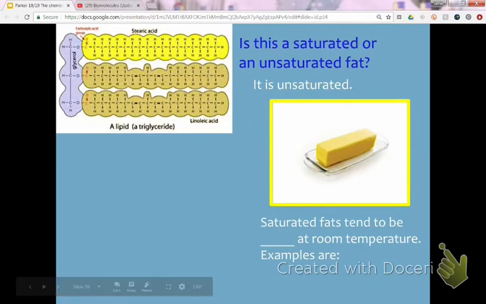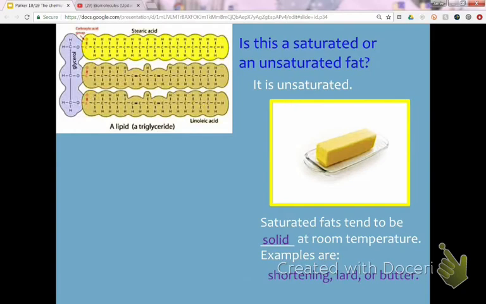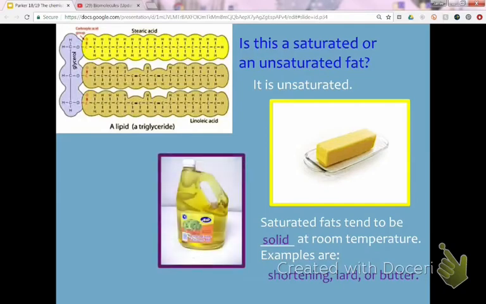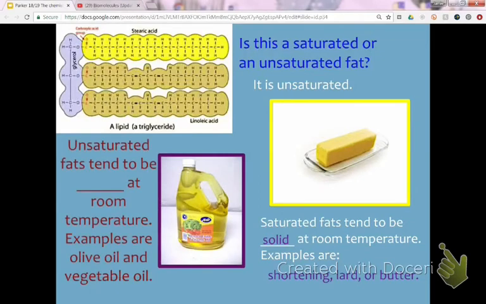Examples of saturated fats: they tend to be solid at room temperature, like butter and shortening and lard. Saturated fats tend to be solid at room temperature. Do you ever make an amazing pot roast or soup, and then when it gets cold, there's that layer of fat on top? But it is delicious, right? Come on. You heat it back up, it melts back in. It's pretty good. Unsaturated fats tend to be liquid at room temperature, like olive oil and vegetable oil.